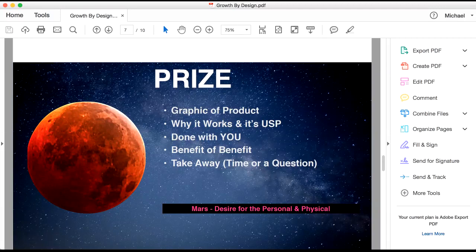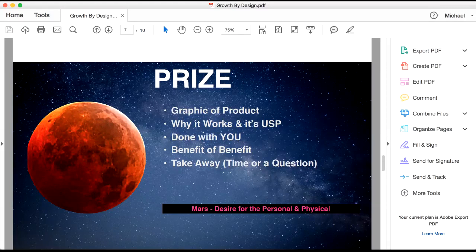So what's your USP? Then, whether it's a done with you solution or a done for you solution, most of you are not going to have a done for you solution. So what's a done with you solution? I'm going to take you on this journey. I'm going to hold your hand. We're going to do this together. I'm going to help you at this and this and this point. That's your pricing on a done with you.